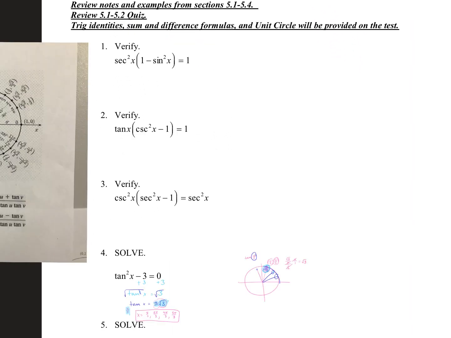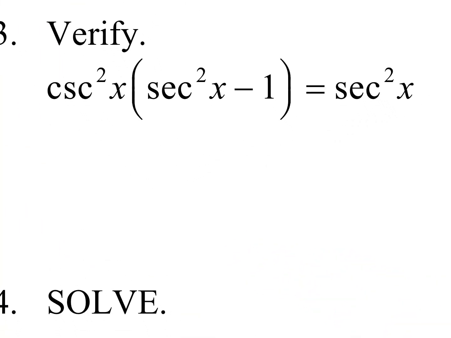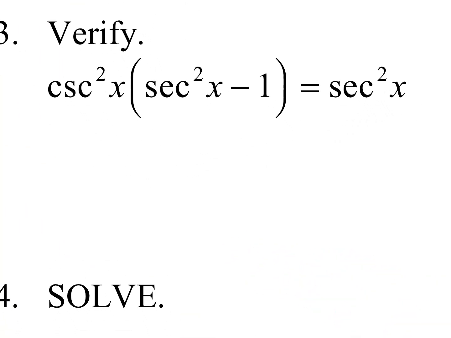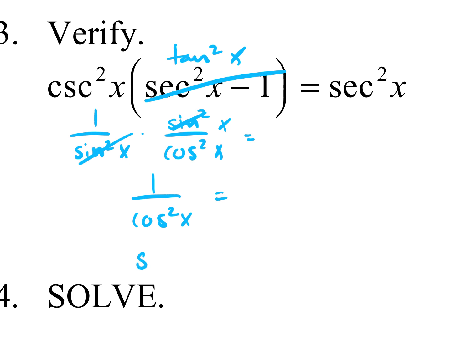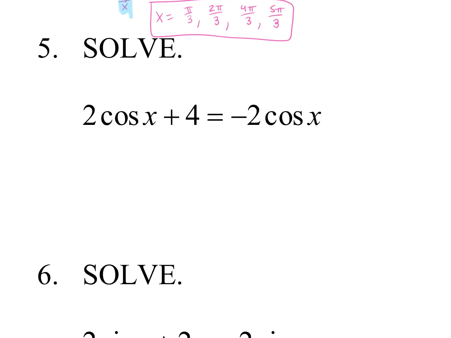All right, let's take a look at number 3. What should we do first? Perfect. So we can change this to be tangent squared. What else can I do? So I can make it 1 over sine squared and sine squared over cosine squared. Cancel out the sines. So this would be 1 over cosine squared, which is secant squared. Perfect. So we're done.